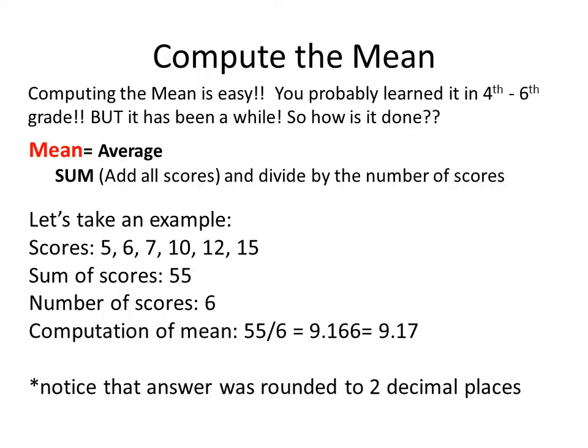This gives us a 9.166, and we can round the answer to 2 decimal places. So if you see this, that the answer was actually 3 decimal places and we have rounded it to 2, that is acceptable in research reports. The mean is usually reported to 2 decimal places.